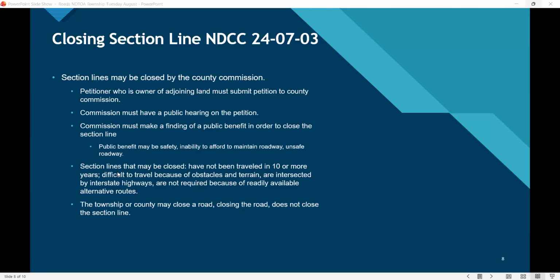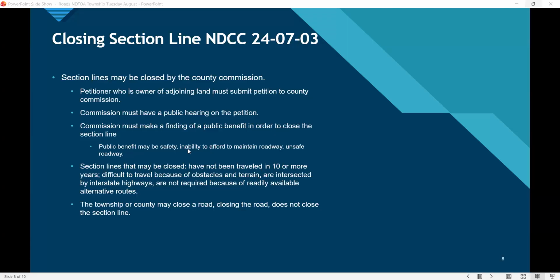They also must find that the section line either hasn't been traveled in 10 or more years, it's difficult to travel because of obstacles or terrain, it may be intersected by an interstate highway, or it's not required because of a readily available alternative route. The township or county may close a road. Closing the road does not close the section line. And we just kind of have this situation.